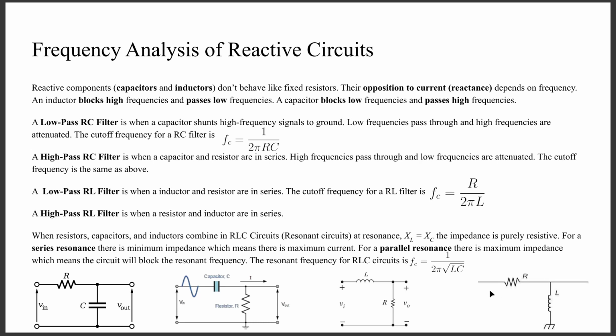When resistors, capacitors, and inductors combine in RLC circuits, or resonance circuits, at resonance, when XL is equal to XC, the impedance is purely resistive. For series resonance, there is minimum impedance, which means there is maximum current. For parallel resonance, there is maximum impedance, which means the circuit will block the resonant frequency. The resonant frequency for RLC circuits is Fc equal to 1 over 2 pi times the square root of LC.